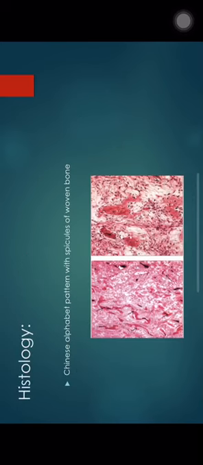This is a gross appearance of fibrous dysplasia, which was resected from the rib, which looks like a grayish pattern surrounded by a cortical bone. On coming to the histology, biopsy is the definitive diagnosis for fibrous dysplasia. On histological examination, there will be Chinese alphabet patterns with spicules of woven bone, which is indicated by the arrows on the left side of the diagram.